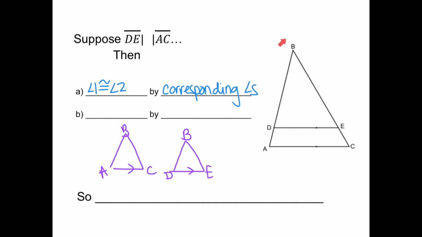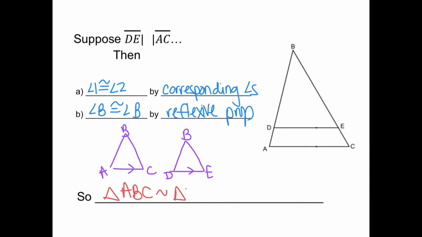Because vertex B is the same, we're going to say that angle B is congruent to angle B. When something is congruent to itself, that is the reflexive property. It's congruent to itself because it is the exact same angle measure, since we are picturing them as overlapping. This is important because now I have two angles that are congruent in these two triangles. So I can make the statement that triangle ABC is similar to triangle DBE by angle similarity.